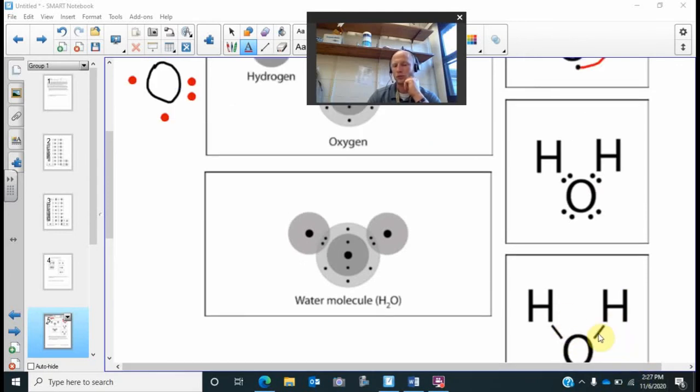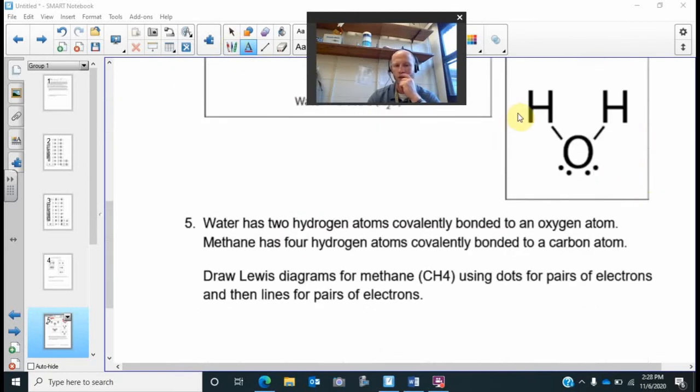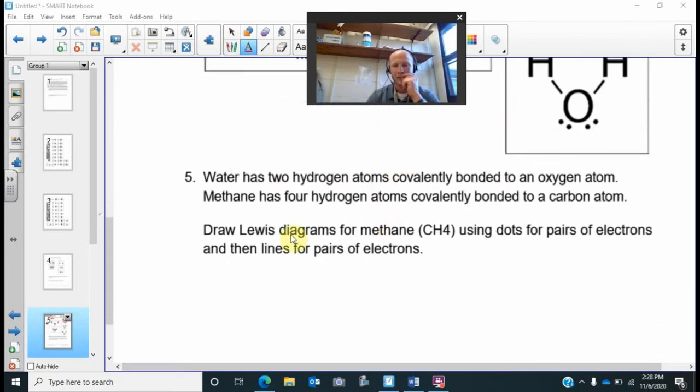So this really represents this. Okay, so this is what our final guy is going to look like, right here. It says water has 2 hydrogen atoms covalently bonded to an oxygen atom. Methane has 4 hydrogen atoms covalently bonded to a carbon atom. Draw the Lewis dot structure for CH4 using dots for pairs of electrons.